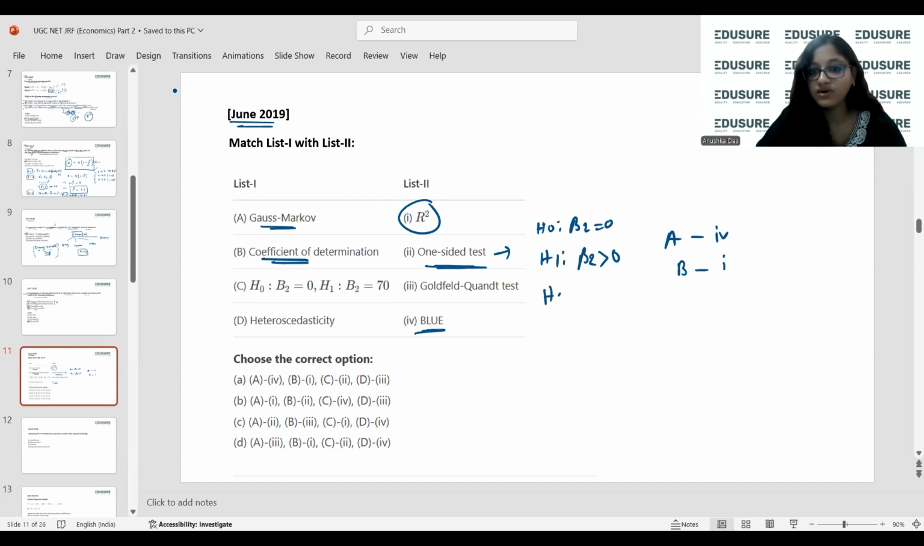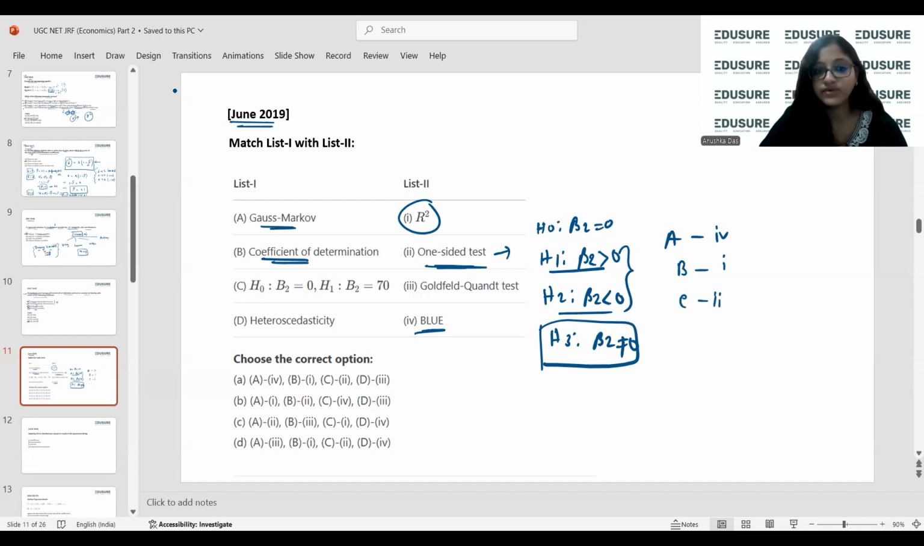This could be one alternative, or beta 2 can be less than 0. These are the two alternatives that will give you the one-sided test. And two-sided test means that beta 2 not equals to 0. This is the two-tailed test, and the rest of the two are one-tailed tests, right? So here there is some mistake, but the answer will be that there is no other options similar to that.